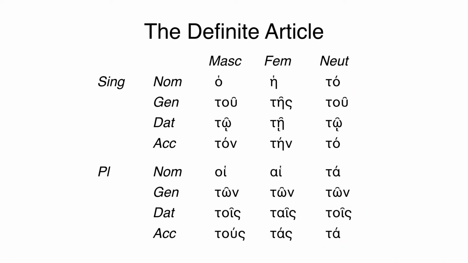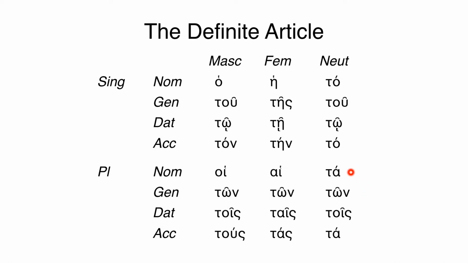And again, the neuter singular nominative is to. The neuter singular genitive is tou. The neuter singular dative is to. The neuter singular accusative is to. Notice that the nominative and the accusative are the same form. This is always the case for neuter forms. The nominative will be the same as the accusative in the singular case, and the plural will be different forms, but they'll be the same as each other, nominative and accusative.